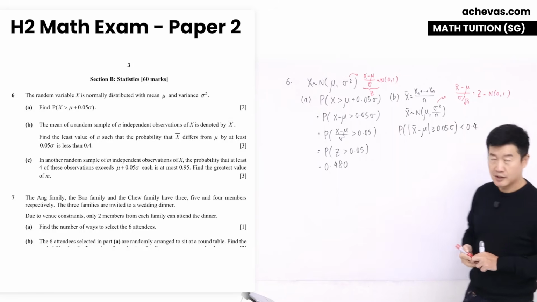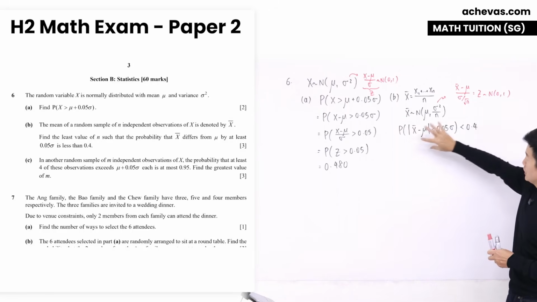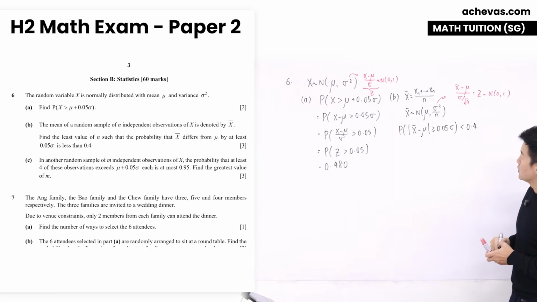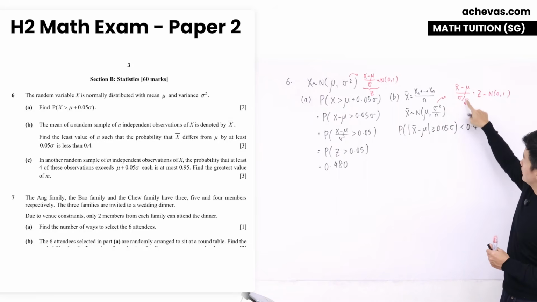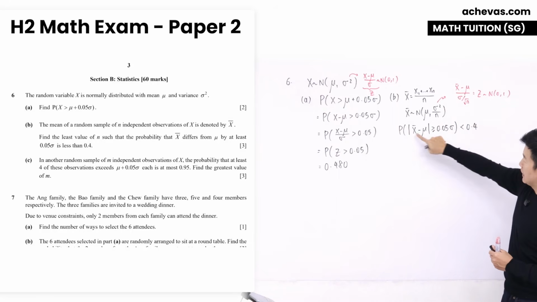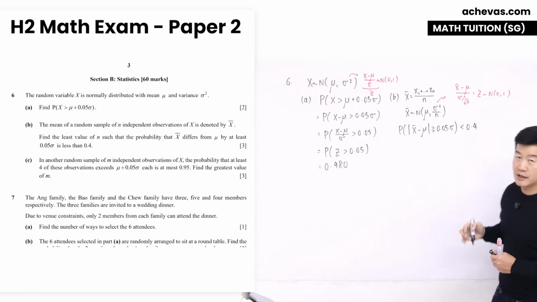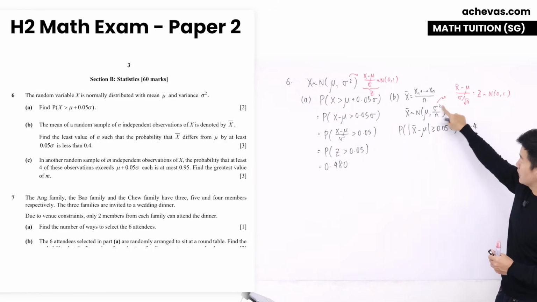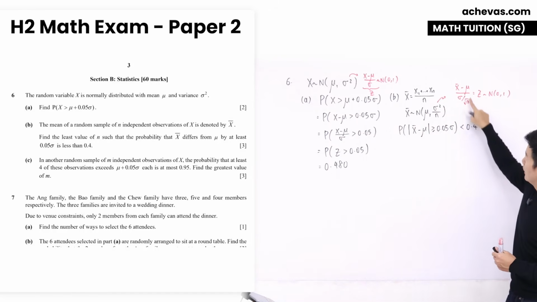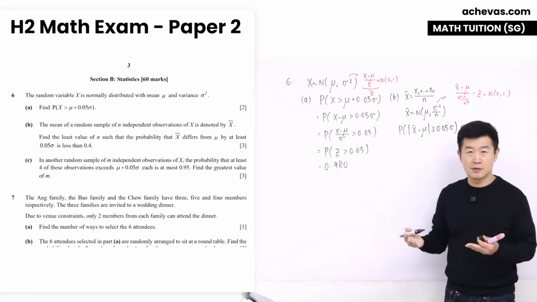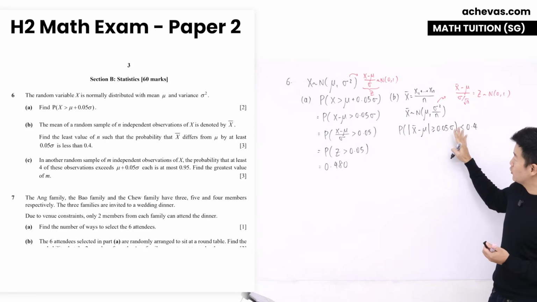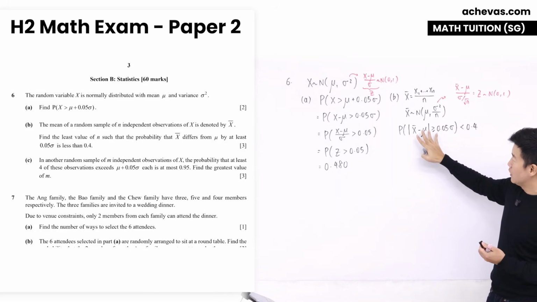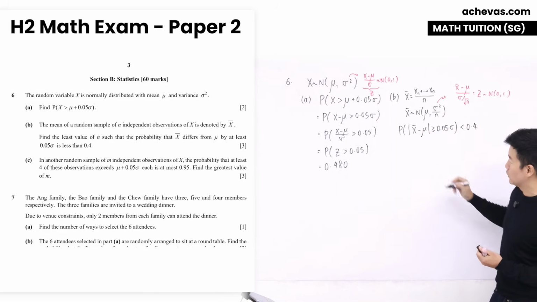Let's try to see whether we will be able to create a version of this here. So we already have an X bar minus mu, which is this. What we need to do is to divide this entirely by sigma over square root of n, which is the standard deviation of X bar. And sigma over square root of n is going to be a positive number, so we can just divide it across the inequality within the probability without affecting the inequality notation.